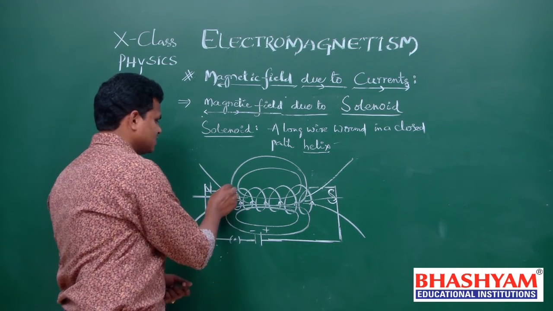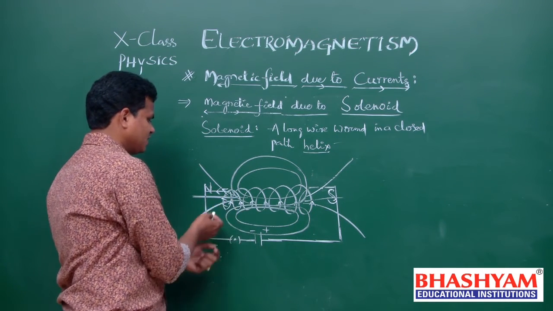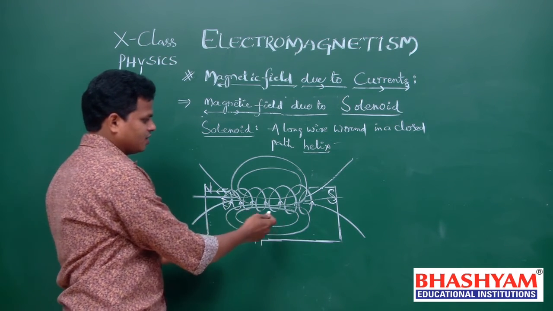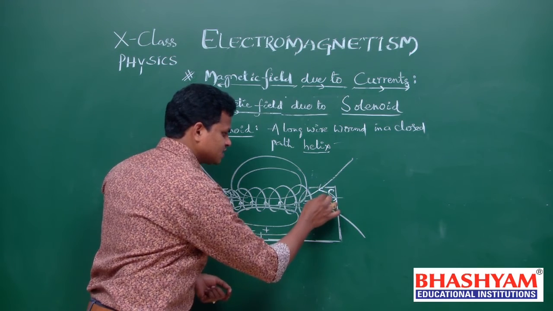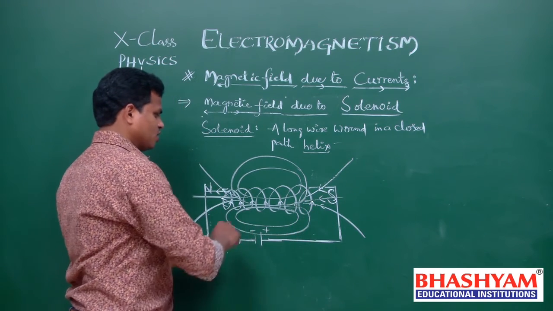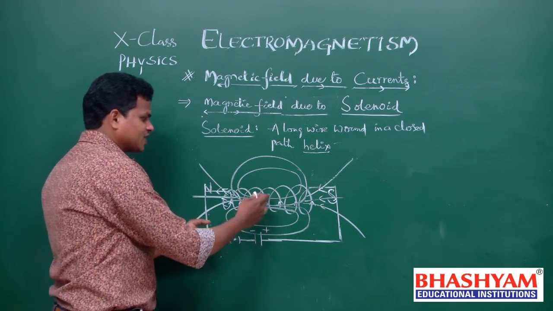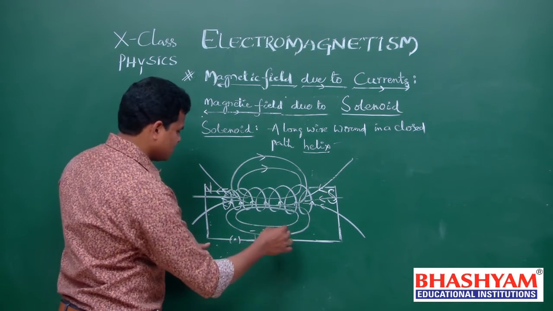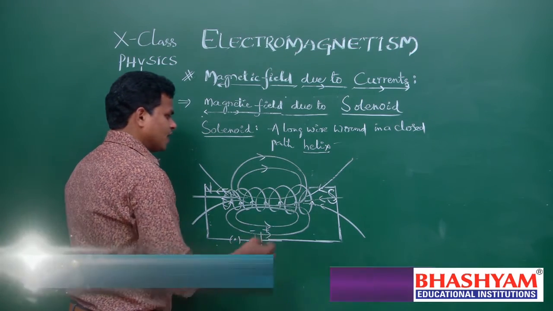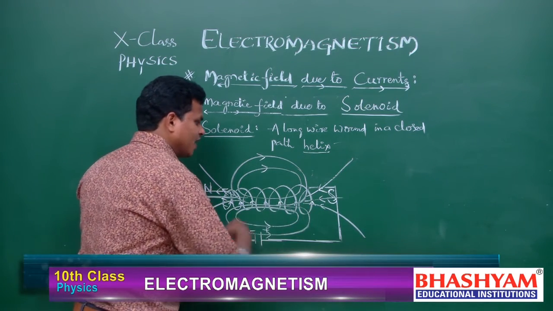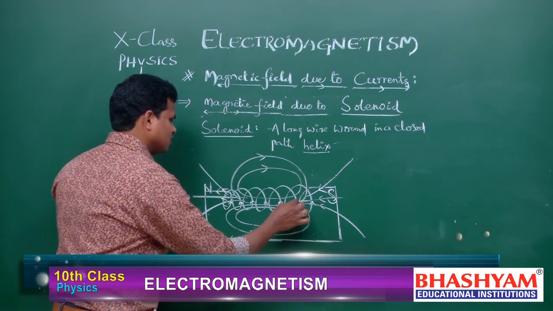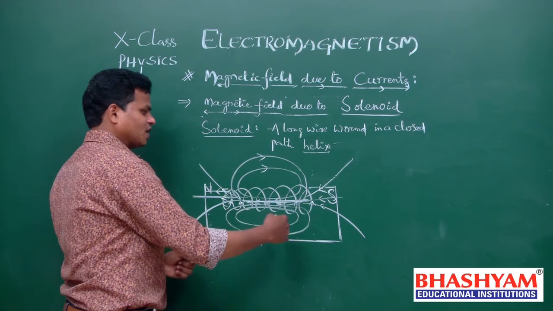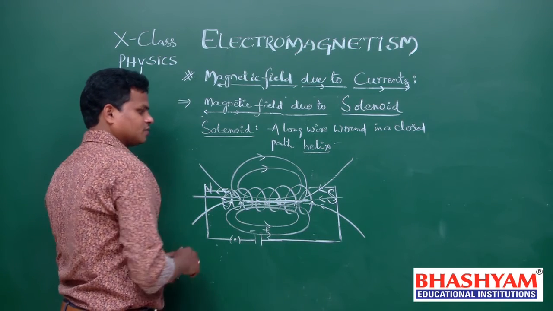Now field lines form like this. If there is a north, the field lines go away from the solenoid. If it is south, the field lines come towards the solenoid. Now, outside the solenoid, the direction of field lines is from north to south. Means north to south. Inside the solenoid, the direction of field lines is from south to north. This is the direction of field lines inside the solenoid, from south to north.